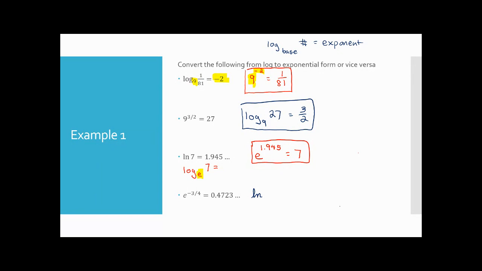So the ln already takes care of the base, so I don't have to write that. And then it's always equal to your exponent. Our exponent is -3/4. So that means I have to fill in 0.4723. I should have left myself more room there. In my missing spot there, in the number spot. And so that's how you can rewrite that. Or if you wanted to, you could use log form and use e instead of the natural log symbol. That is the same thing. So those are equivalent. You can use log base e or you can use ln.